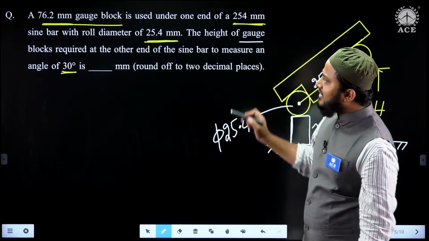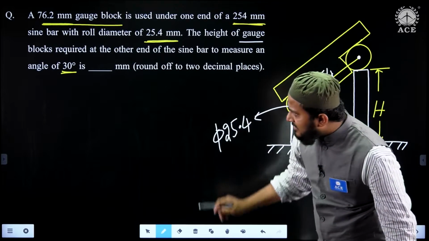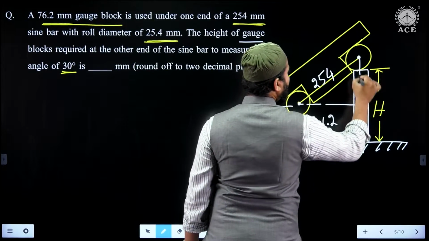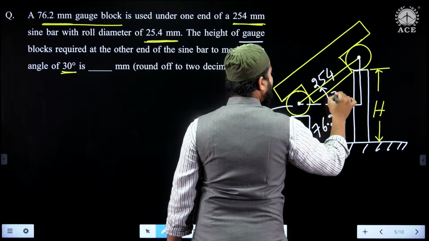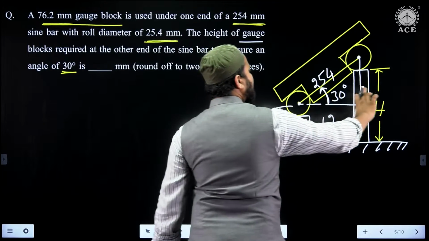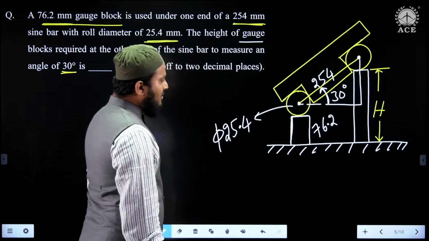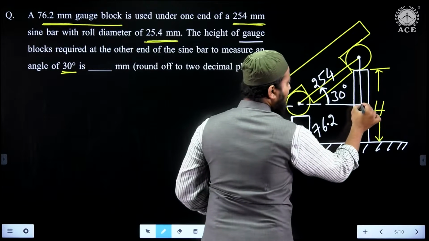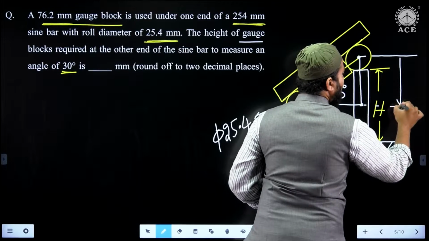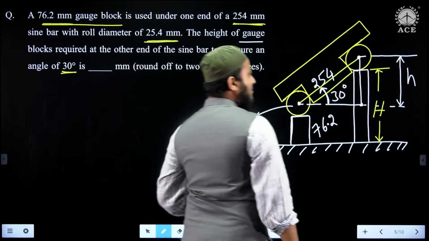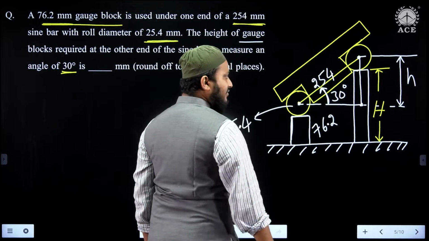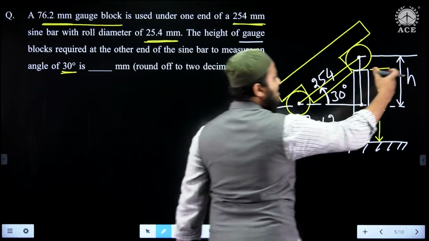Then what they are asking: height of gauge block required at the other end of the sine bar to measure an angle of 30 degrees. It means if you set this sine bar to make an angle of 30 degrees, then they are asking what is this capital H value. So very simple. First of all, we will try to calculate this small h. How to solve? Opposite is small h, angle we know, hypotenuse is 254, that also we know, that is the size of the sine bar. So easily we will get small h.